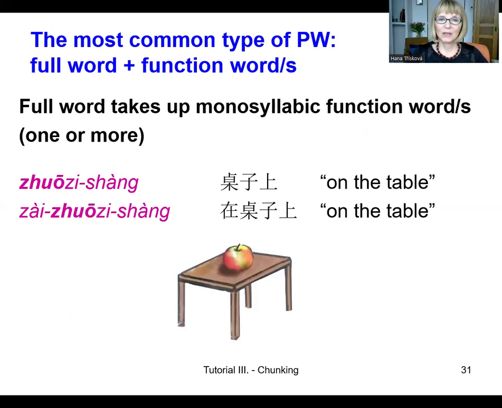The most common type of prosodic word is a full word plus a function word or even more function words. Full word somehow attracts monosyllabic function words, and they together create a prosodic word. For instance, 桌子上 or a longer one, 在桌子上.